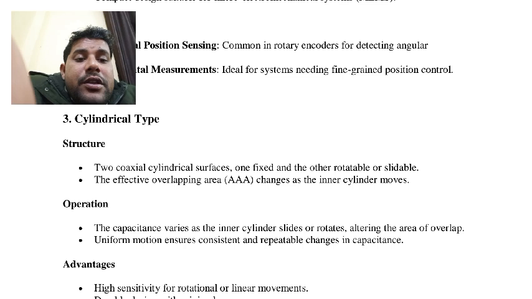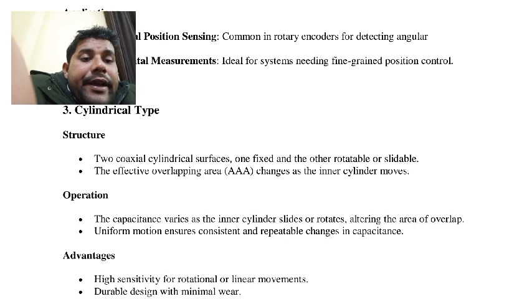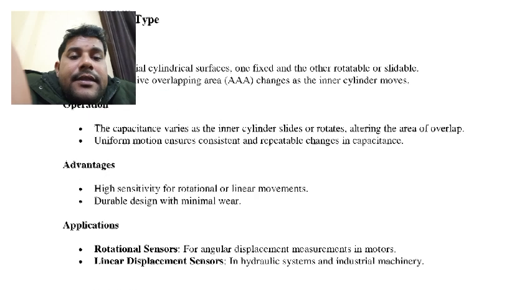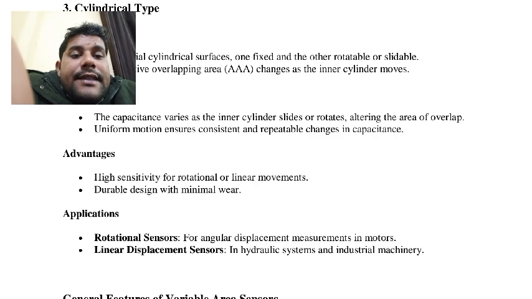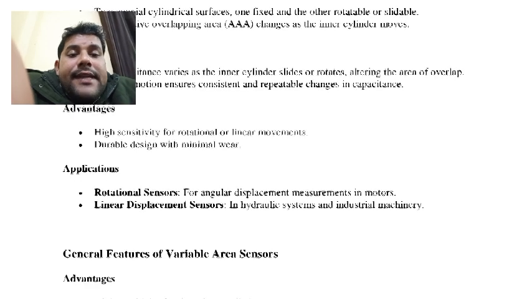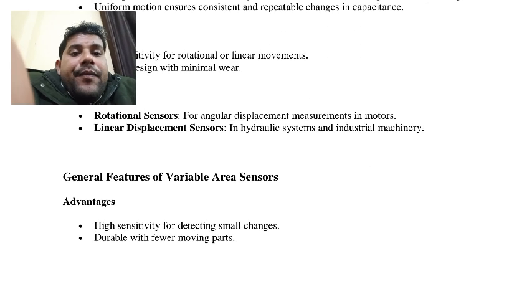The uniform motion ensures consistent and repeatable changes in capacitance. Advantage: high sensitivity for rotational or linear movement. Durable design with minimum moving parts. Applications: rotational sensors for angular displacement measurement in motors, and linear displacement in hydraulic systems and industrial machinery.